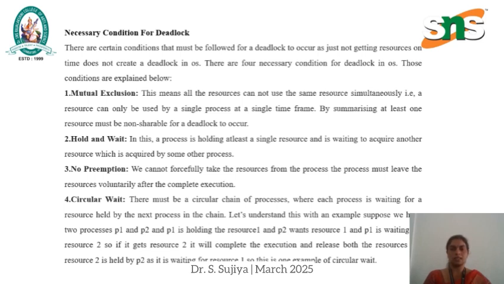Let's understand this with an example. Suppose there are two processes, P1 and P2. P1 is holding resource 1 and P2 wants resource 1, while P1 is waiting for resource 2. If it gets resource 2, it will complete execution and release both resources. Here resource 2 is held by P2, as it is waiting for resource 1. So this is an example of circular wait.